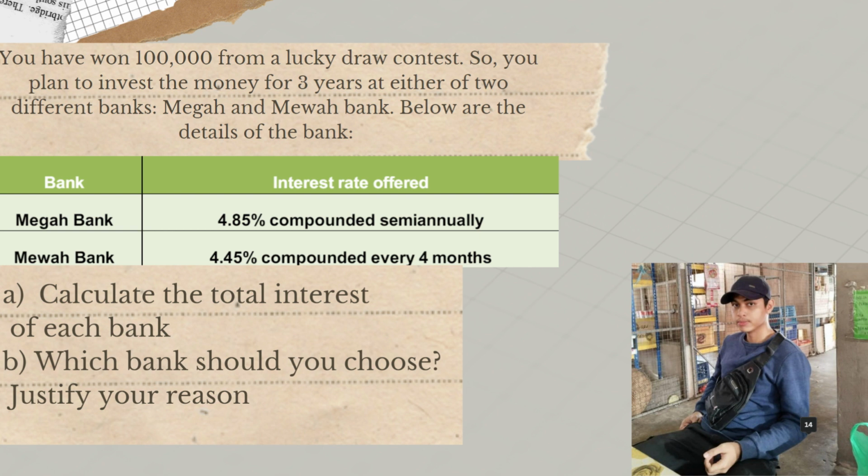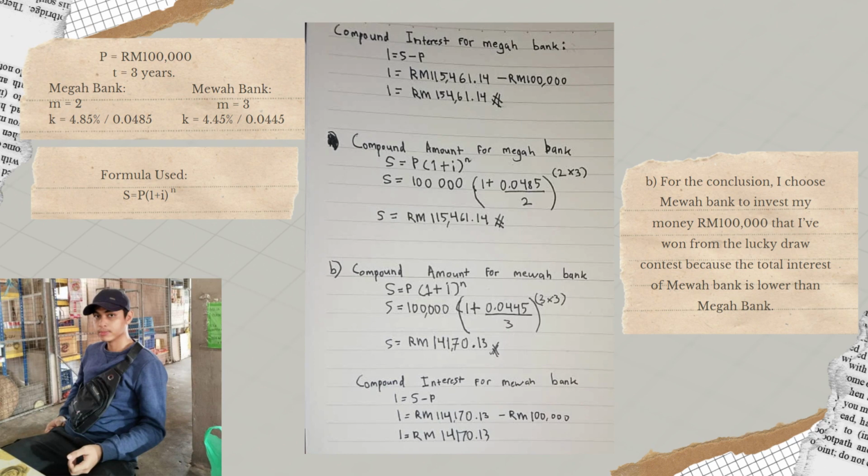So today, I want to explain my part in the compound interest chapter. For the question we got from set B, case study 1 is, you have won 100,000 from a lucky draw contest. So, you plan to invest the money for 3 years at either of two different banks, Megah and Mewah Bank. So, from the question already gave, their face value, which is P equal to RM 100,000 from the lucky draw contest, and terms or time period in years, which is T equal to 3 years.